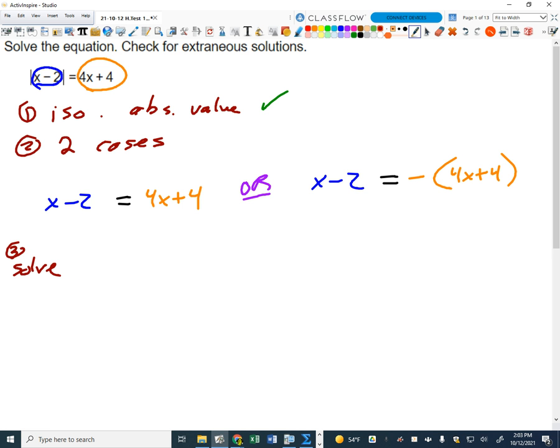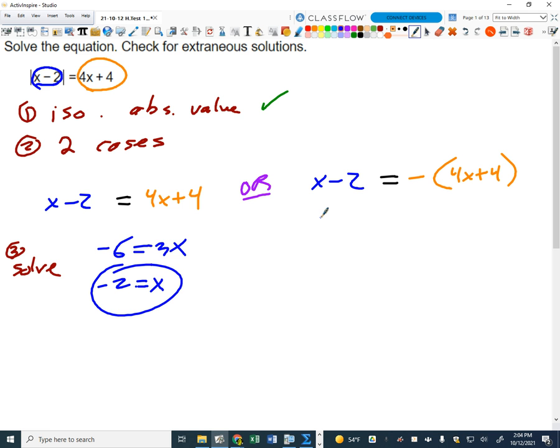Okay, so if I solve these two, what's going to happen here? If I solve these, I'm going to subtract x to this side, and that's going to give me a 3x on this side. I'll subtract the 4 over there. Get that, agreed? Divide by 3. So there's one possible solution. I'll have to check it, but there's one possible solution.